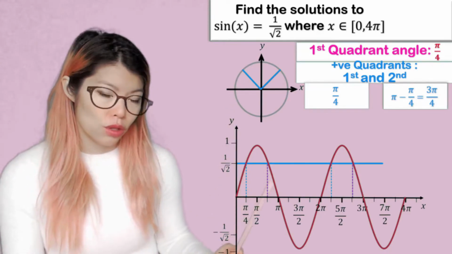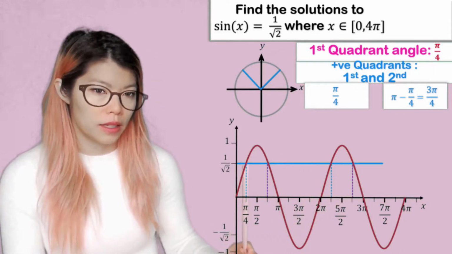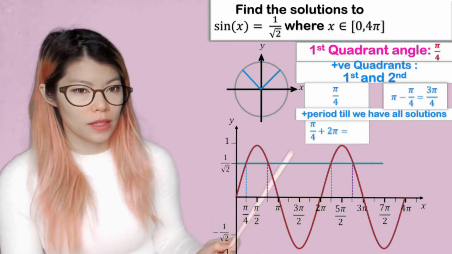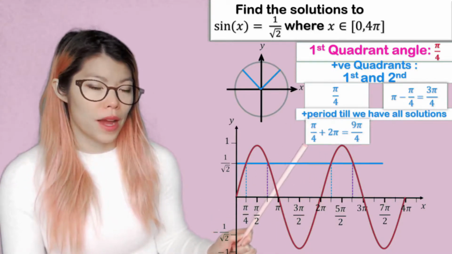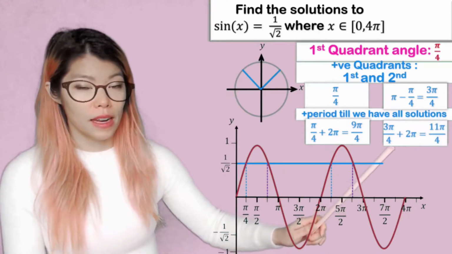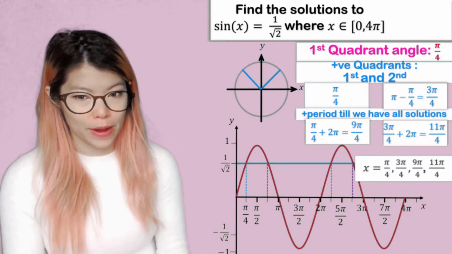After obtaining these two solutions, we have to obtain the other two, and to do so we notice that it is one period away, so we added a period to both of these. So pi on 4 plus 2 pi is 9 pi on 4, and 3 pi on 4 plus 2 pi is 11 pi on 4. And we obtained our four solutions in that way.